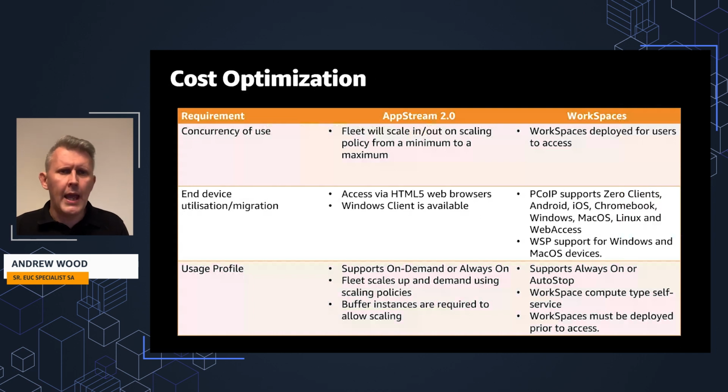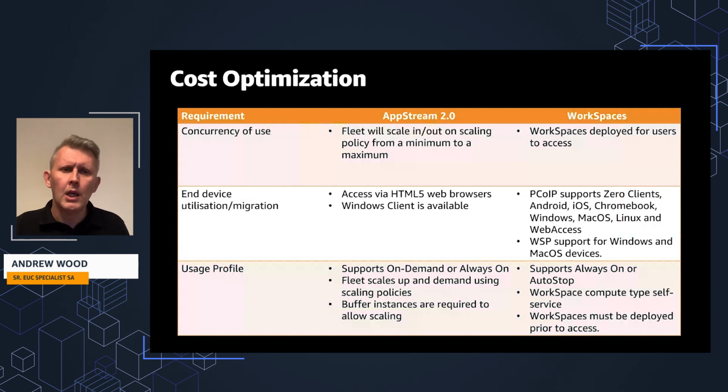In terms of end user device reutilization or migration, ask questions on end devices. If you have an existing investment in zero clients or thin clients that support PC over IP, Workspaces fits. If you want more generic device access, web access for Workspaces, or indeed Upstream using a web browser to deliver access can be considered. Upstream 2 doesn't require Workspaces, and Upstream using web access doesn't require dedicated client install and can operate over port 443.